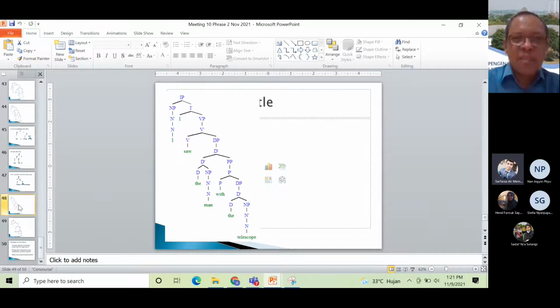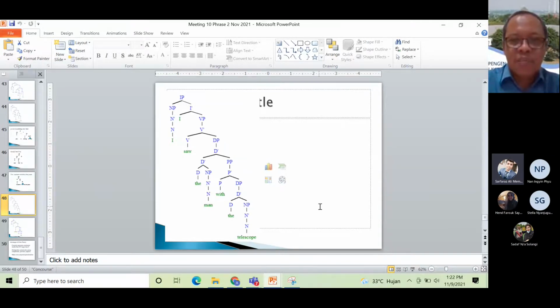Okay, we can look at another example here. Can you see this? Yes, sir. Okay, I saw the man with the telescope. The IP is divided into two parts, NP and I bar. The I bar is split into two parts, I and PP. The I here is empty, so we only have the VP. All the constituents which become the predicate here are all VP. And then you go to V bar. Every time we have VP, it goes to V bar. And then you have two parts, the verb or predicate and the object, if there is an object.